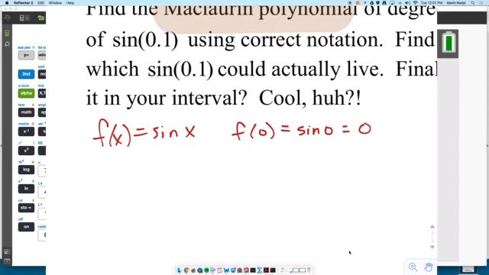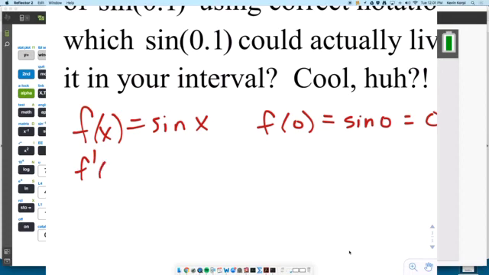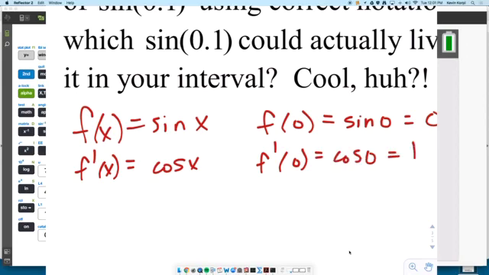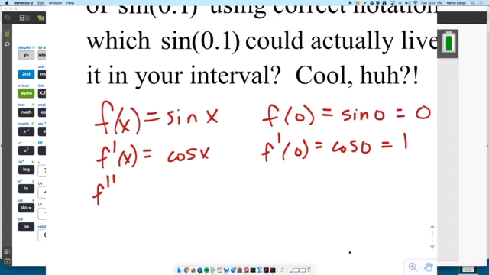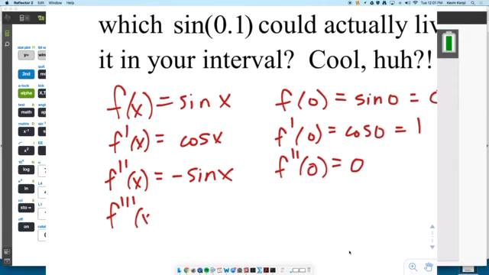Now below there, we're going to need the first derivative. So what's the first derivative of sine? Cosine. And now we're going to need to evaluate that at 0. So what's cosine of 0? 1. And now we're going to need the second derivative, which is negative sine. And now we need the second derivative at 0. I'm not going to write negative sine of 0, but what is negative sine of 0? 0. And then we need the third derivative, negative cosine. And then the third derivative evaluated at 0 is negative 1.